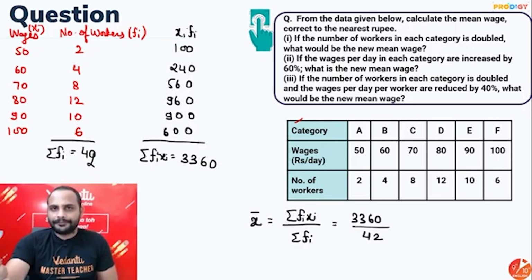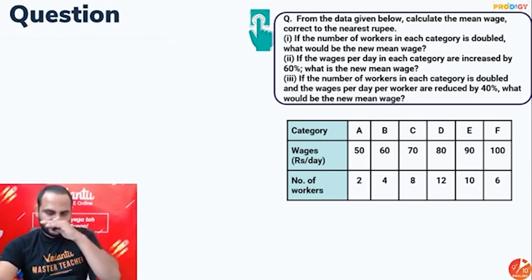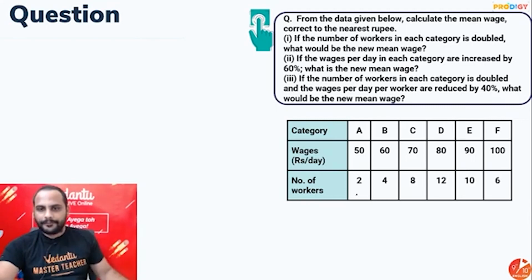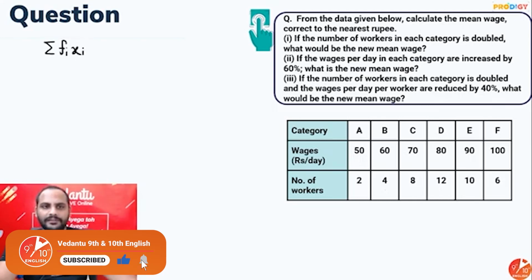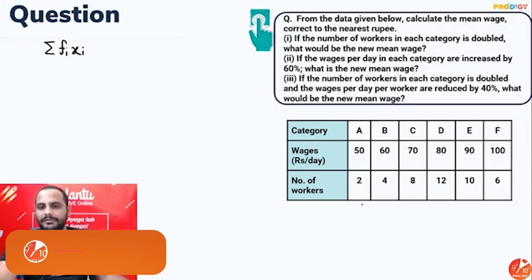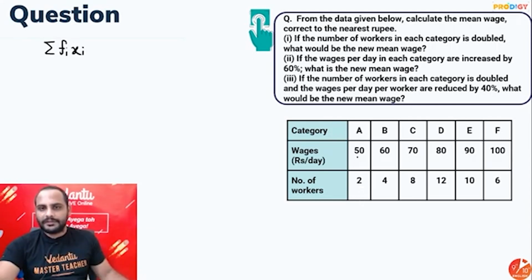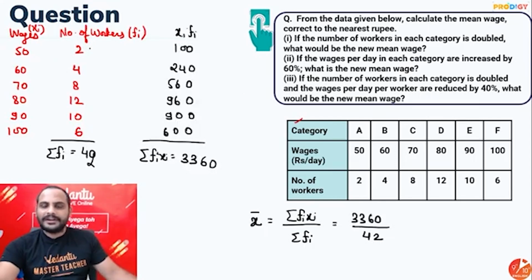Now once we have done this, what they are saying is, if the number of workers in each category is doubled, then what will happen? Okay, try to understand. If I double the number of workers everywhere, this will become 2 times of it, 2 times of 4, and 2 times everything. So in the formula of summation of fi into xi, you will be able to see that since the frequency is doubled, all the fi into xi values will be doubled. In place of 2, if I write 4, 50 into 4 will be 200. So this value will also be doubled. Divided by frequency, which has also doubled.